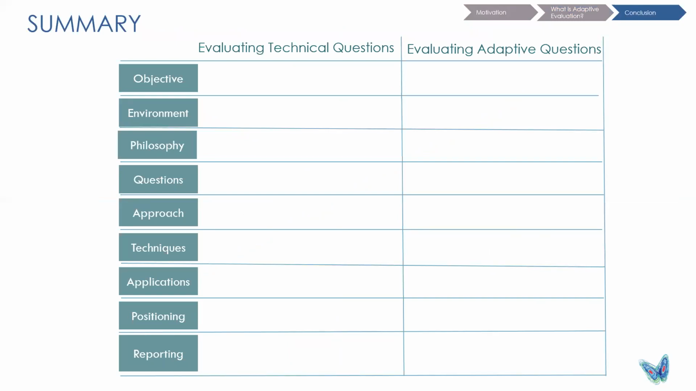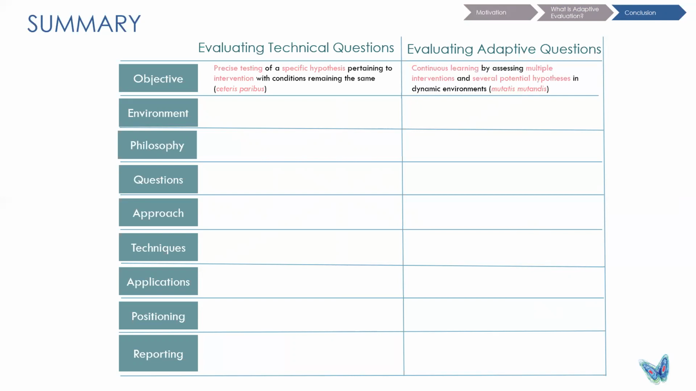And so in summary, as we discussed, there is a difference between evaluating technical questions and evaluating adaptive questions. And of course, an evaluation, as we discussed earlier, could, in different sequences, be evaluating technical and adaptive questions. We see these as complements rather than substitutes, but it's important to distinguish how they're different. So in evaluating technical questions, the objective is precise testing of specific hypotheses, or sometimes a few hypotheses pertaining to the intervention, with conditions remaining the same, or ceteris paribus. But evaluating adaptive questions involves continuous learning by assessing multiple interventions and several potential hypotheses in dynamic environments.